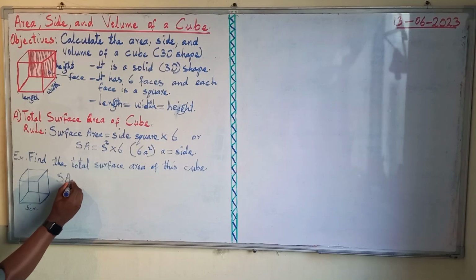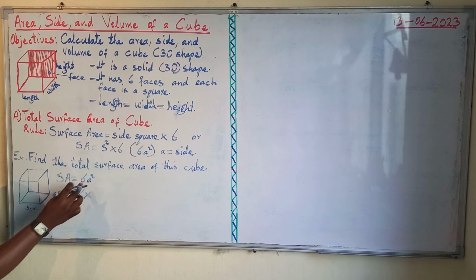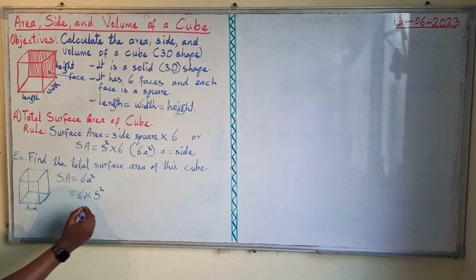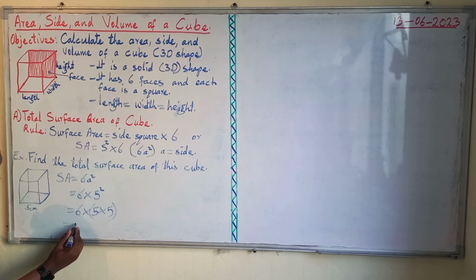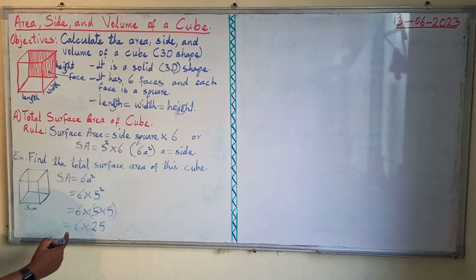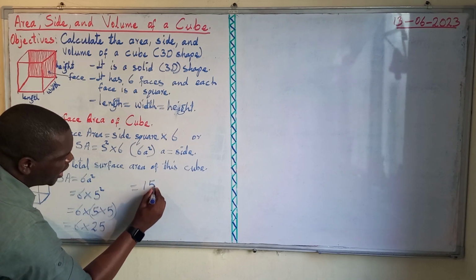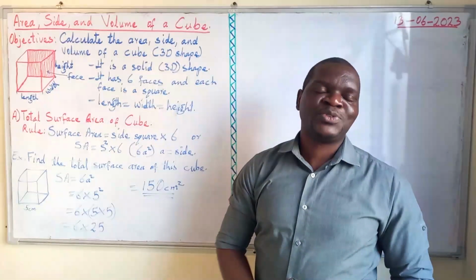Surface area is equal to 6A squared. And we've said 6 remains there times A, A is the side, and the side here is 5 centimeters squared. And 5 centimeters squared means 5 times 5. So this will mean 6 times 5 times 5 is 25. And 6 times 25 will give us 150 centimeters squared.